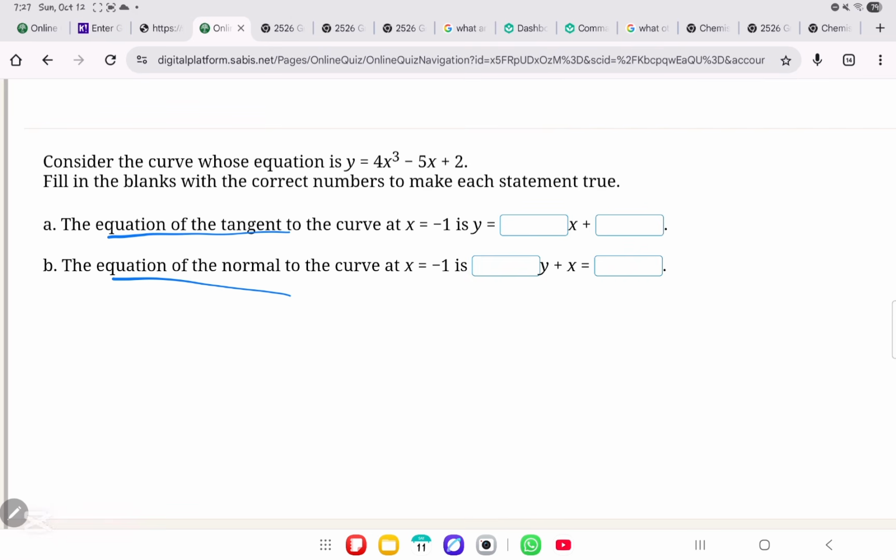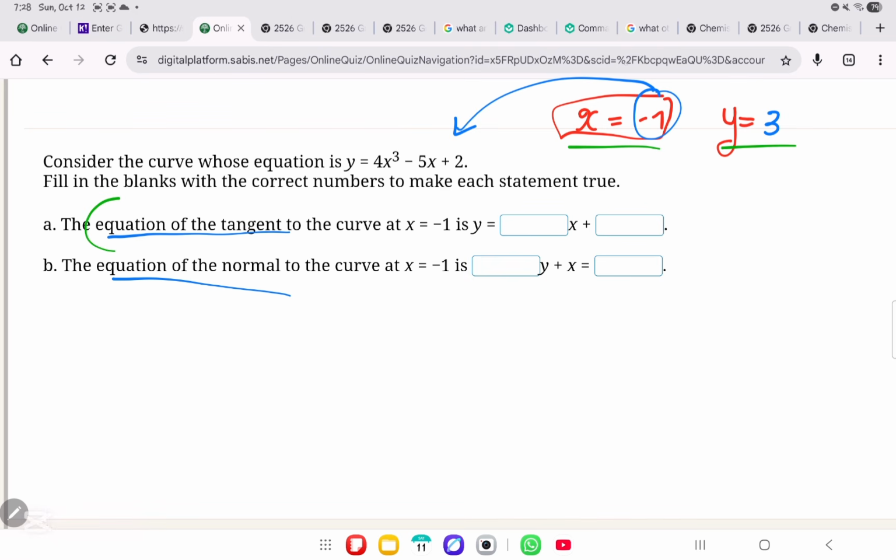In order to do that, we need to find the value of our x, which they gave it to us to be minus 1, and the value of our y, which they also give it to us. Like, they didn't give it, but we can find it. We can substitute minus 1 here and we'll be able to find it. So 4 times minus 1 to the power of 3 minus 5 times minus 1 plus 2. And you will get the value of our y, which is what? Which is 3. So now we have the value of x and y. We will be using it for the tangent and the normal of the curve, or the normal of the tangent.